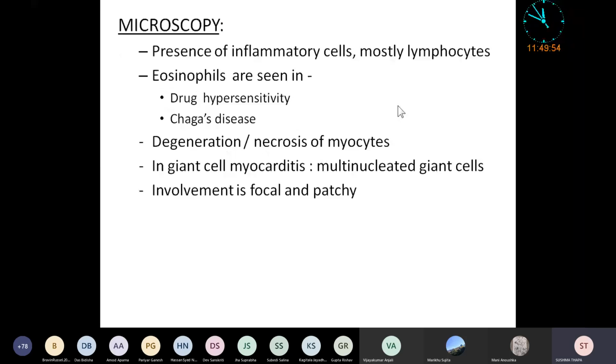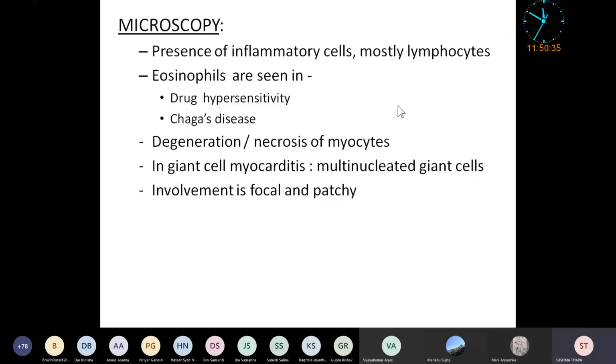Histologically, in the myocardium there will be an inflammatory cell infiltrate, basically lymphocytes. Depending upon the condition, if the patient has a drug hypersensitivity reaction or Chagas disease, you can see eosinophils. If you see eosinophilic infiltration in the myocardium, you have to think about parasitic infestations, drug hypersensitivity reactions, or Chagas disease.